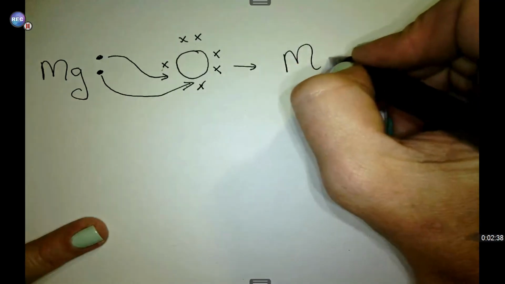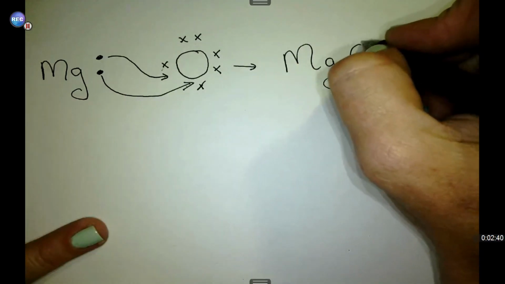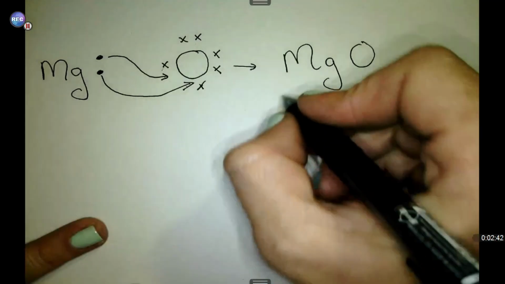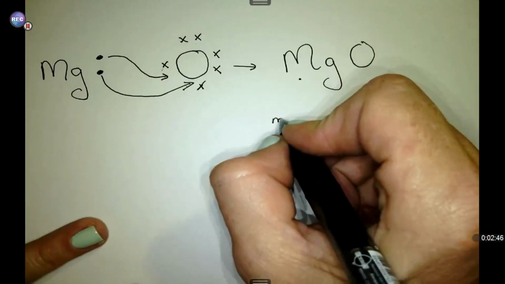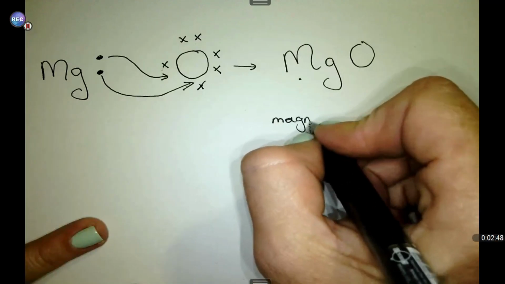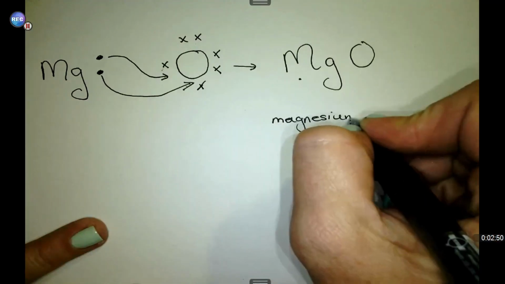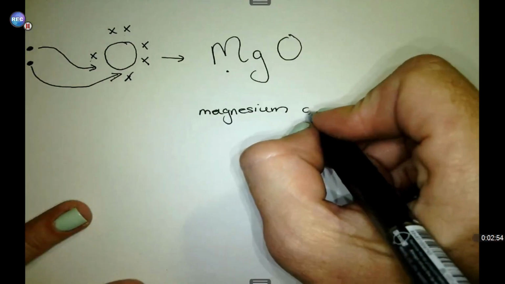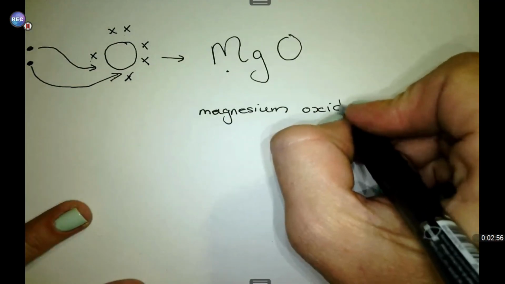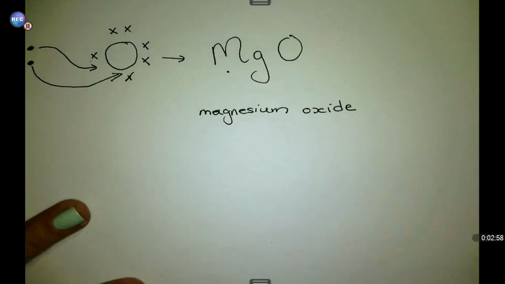And if we remember, magnesium is the metal. It keeps its name, so it's magnesium. Oxygen is the non-metal. It changes its name slightly when it bonds, so it becomes oxide. Okay, let's look at a couple harder examples. Let's stick to sodium, magnesium, oxygen, and chlorine.